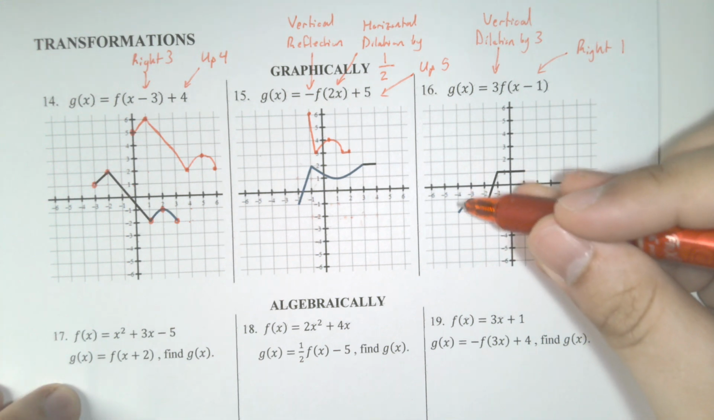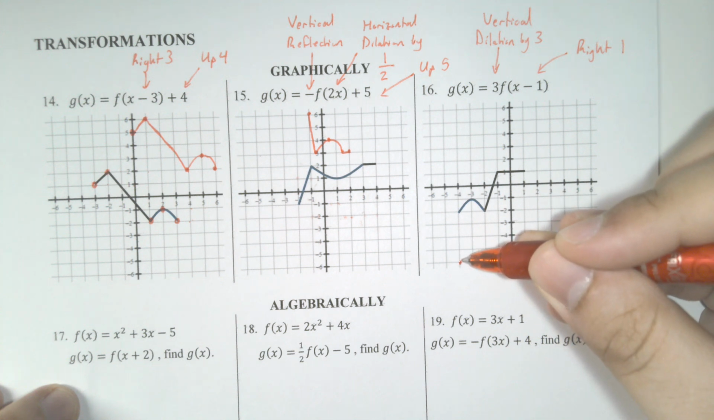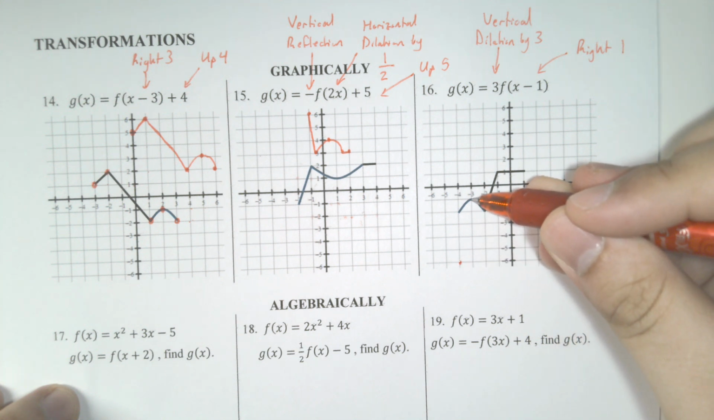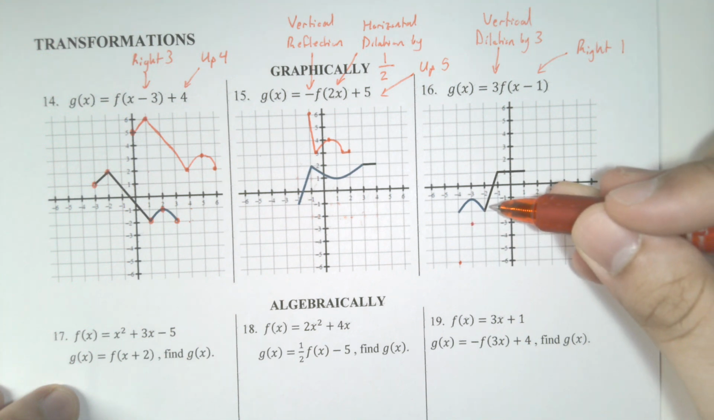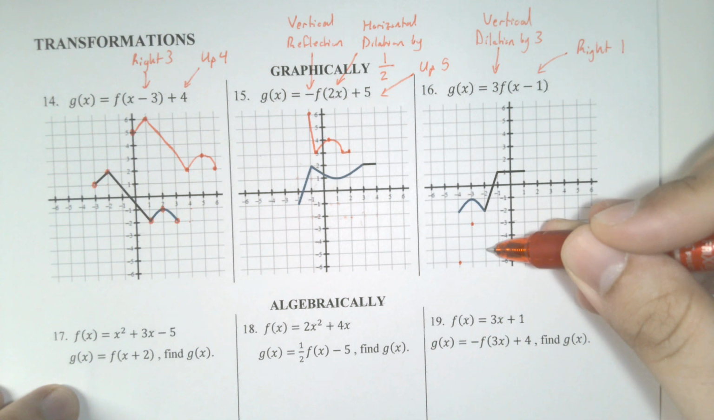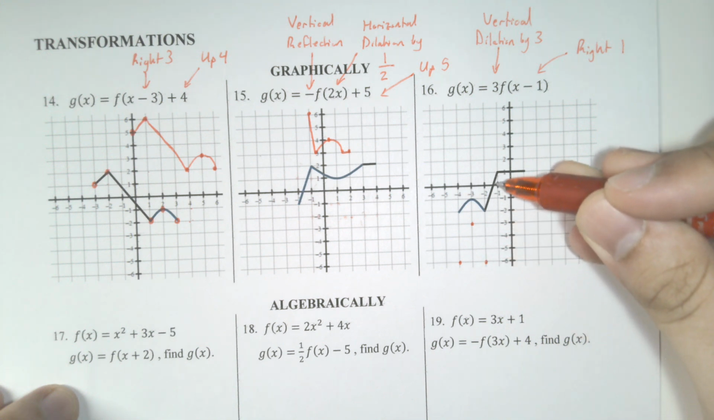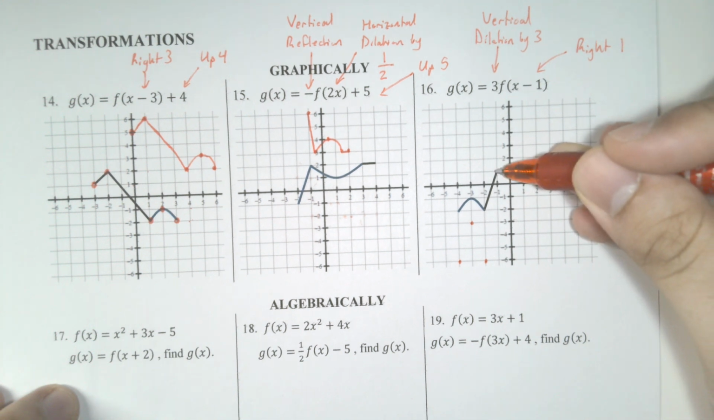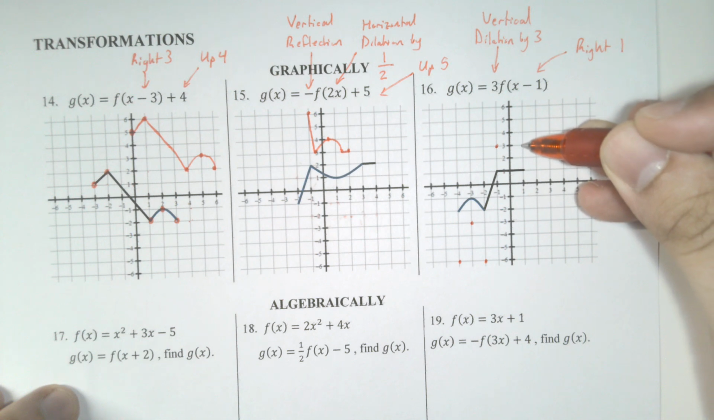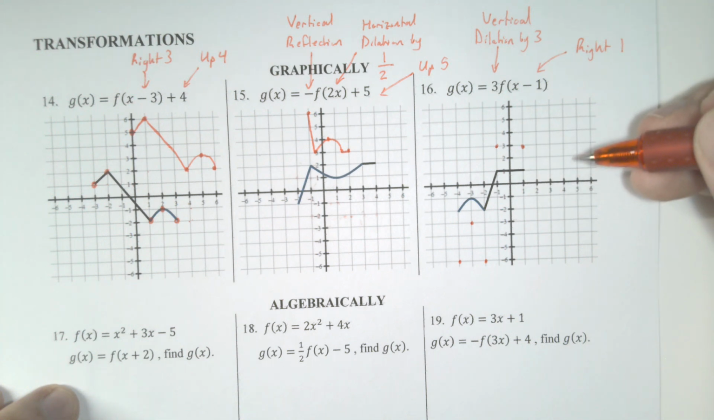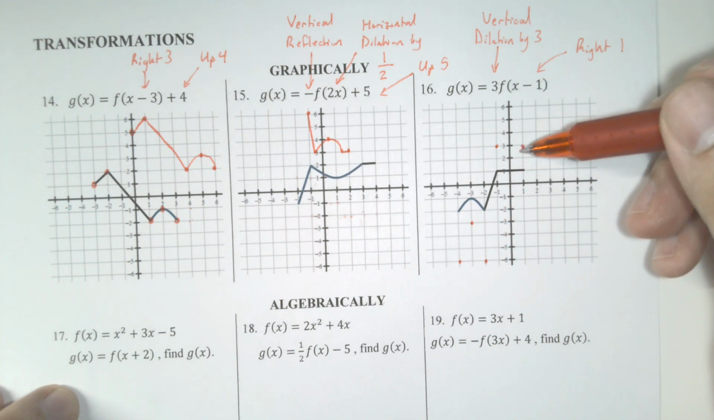So if this is 2 right here, this is now going to go all the way down here. This point is 1. It's going to go all the way to -3. -2 is going to go all the way to -6. And then +1 is going to go up to +3. And +1 also to +3. So our graph now looks like that.